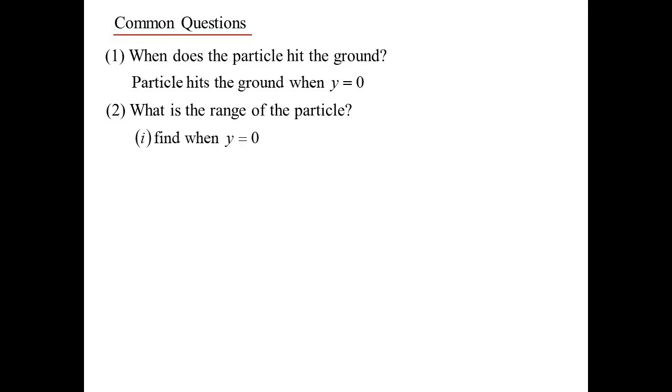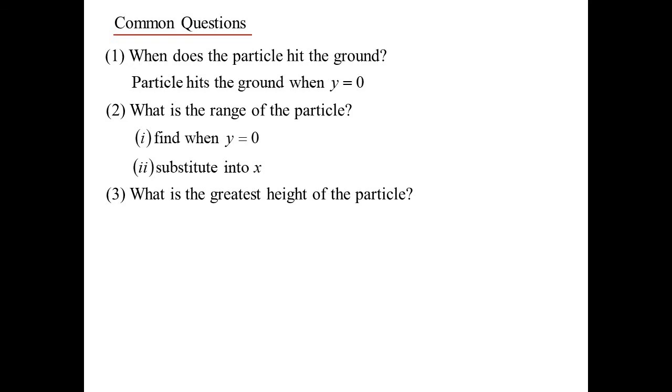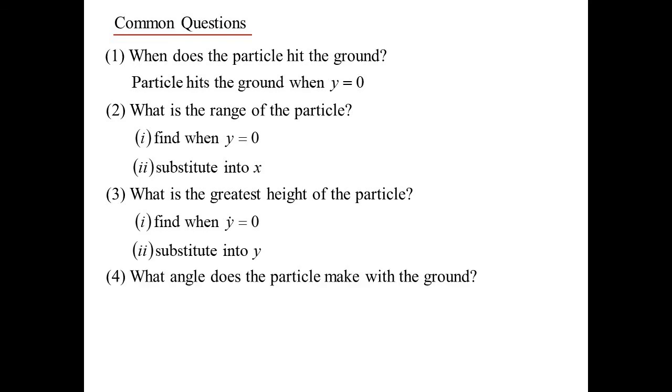Well, I'd have to find when it hits the ground. So I solve that y equals 0. That'll give me a time that it hits the ground, and I can substitute that now into the x displacement, and it'll tell me where it hits the ground. What's the greatest height of the particle? Well, what I know there is it'll keep going, but when it stops and comes back down, that's the key thing. It stops going up vertically. So it must happen when y dot is equal to 0. I'll solve that one. Then I'll substitute that into the actual y displacement, and that'll tell me how high it's gone. What angle does the particle make with the ground?